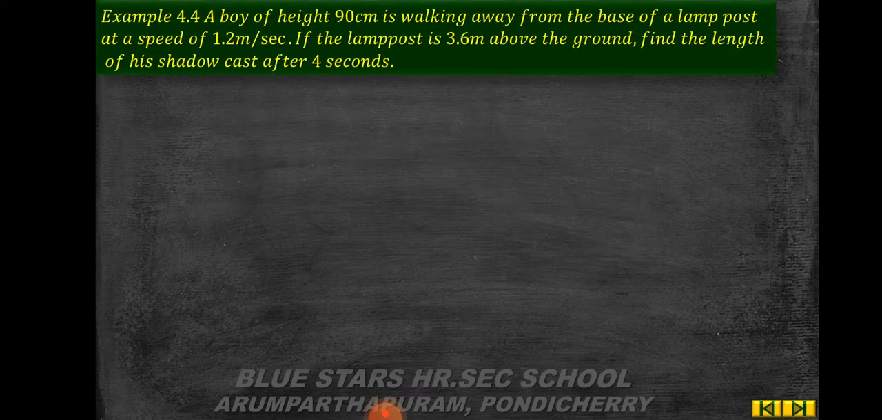Next, example 4.4. A boy of height 90 centimeters is walking away from the base of a lamp post at a speed of 1.2 meters per second. If the lamppost is 3.6 meters above the ground, find the length of its shadow cast after 4 seconds.